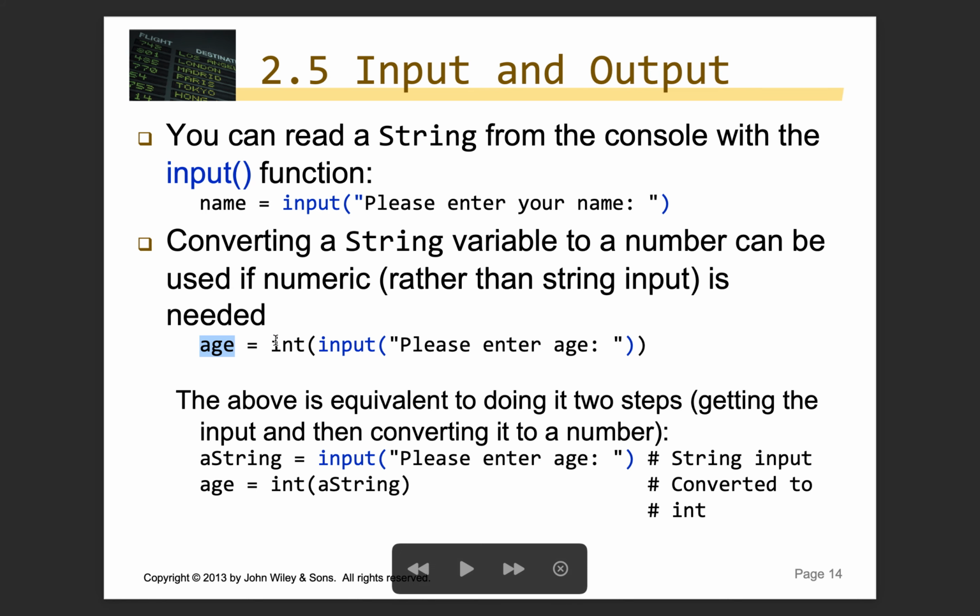Okay, I like doing this in a single line, but you can do it in multiple steps. So the above is equivalent to doing it in 2 steps. Firstly, getting the input, and then secondly, converting it into a number. So here, line 1 gets the input, and then line 2 converts that input from a string to an integer.